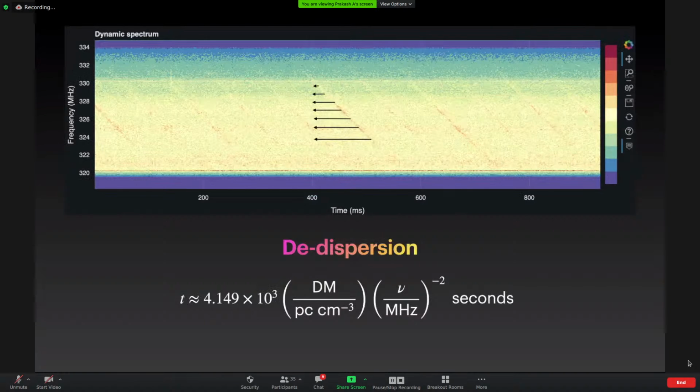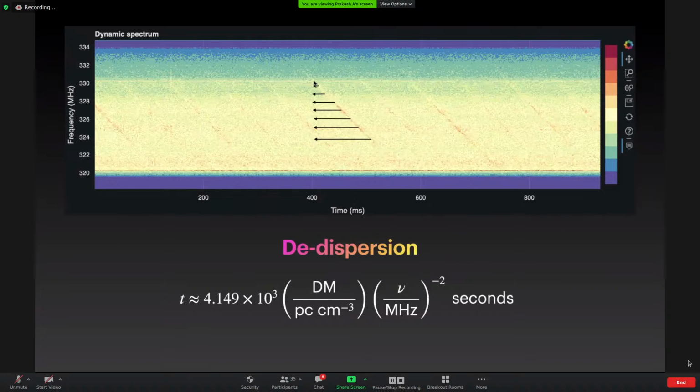So how do we do the de-dispersion? We essentially have to compensate for the delays that we calculate for different frequencies. By compensating, you would see that the individual time series at different frequencies will have to be advanced in time. So that is what these lines signify.